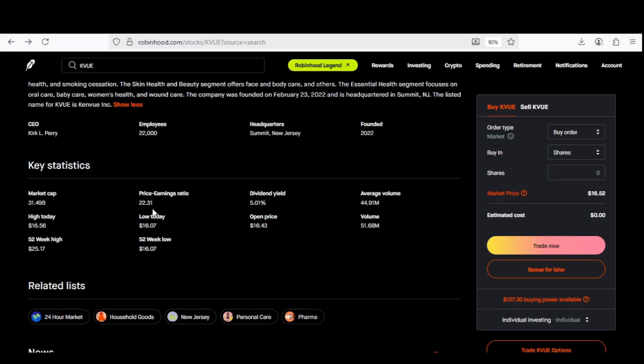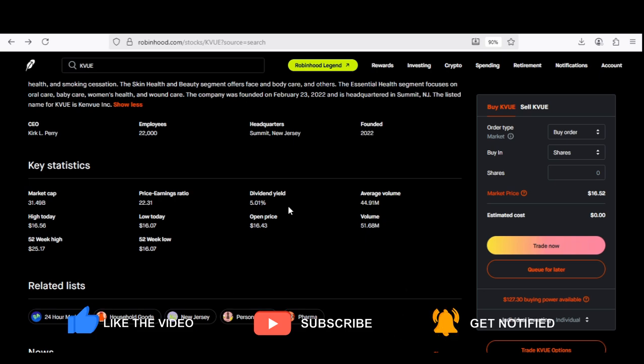Now, the dividend yield. The dividend yield is around 5%. So KENVUE does pay around 83 cents per share. So that means if you do own 100 shares, you're going to be getting $83 every quarter. Or if you translate that into monthly, you're going to be getting around $27 on a monthly basis, which I think is an extremely good dividend. And I also think because it's only 5%, it is definitely sustainable.